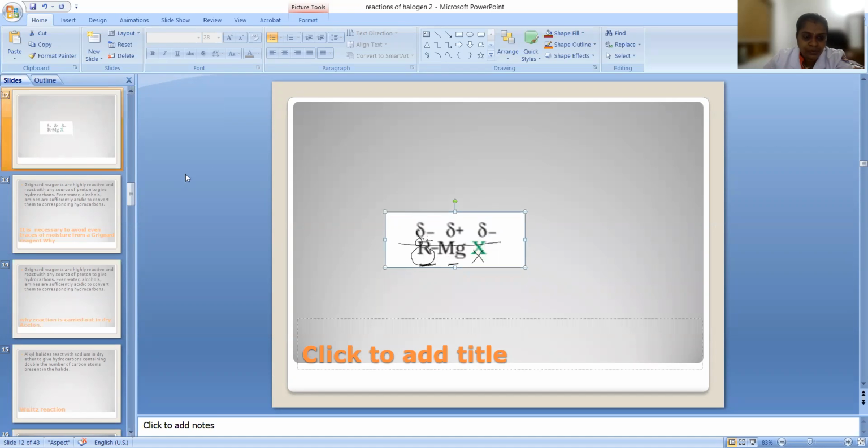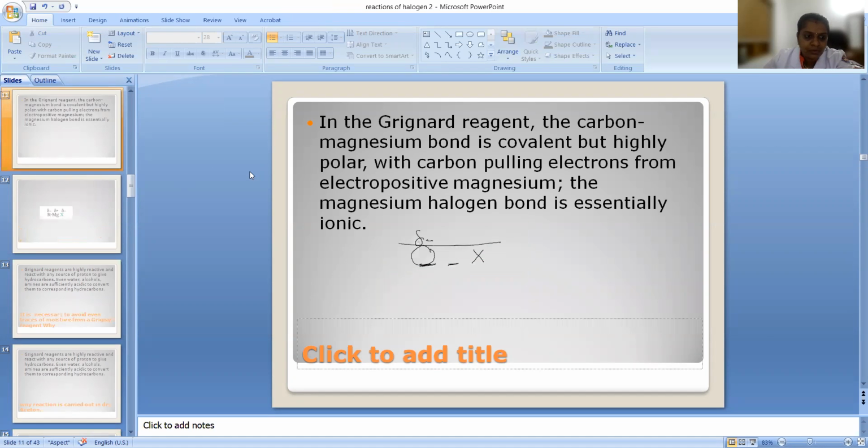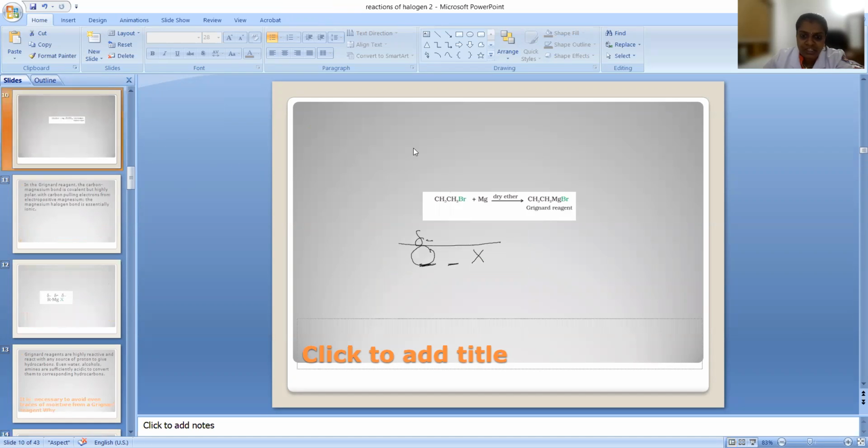And now we can see how the Grignard reagent is formed. Look at this. When an alkyl halide reacts with magnesium in dry ether, very important, what will happen? CH3CH2MgBr. This is called the Grignard reagent. So this part, the alkyl group, has a partial negative charge, magnesium is positive because it is a metal, and the halogen part is negative. Okay. So that's all.